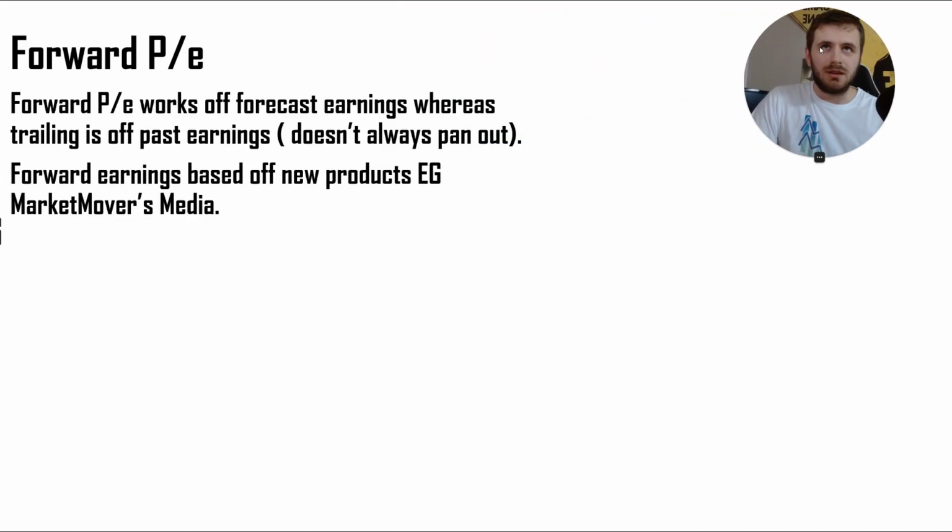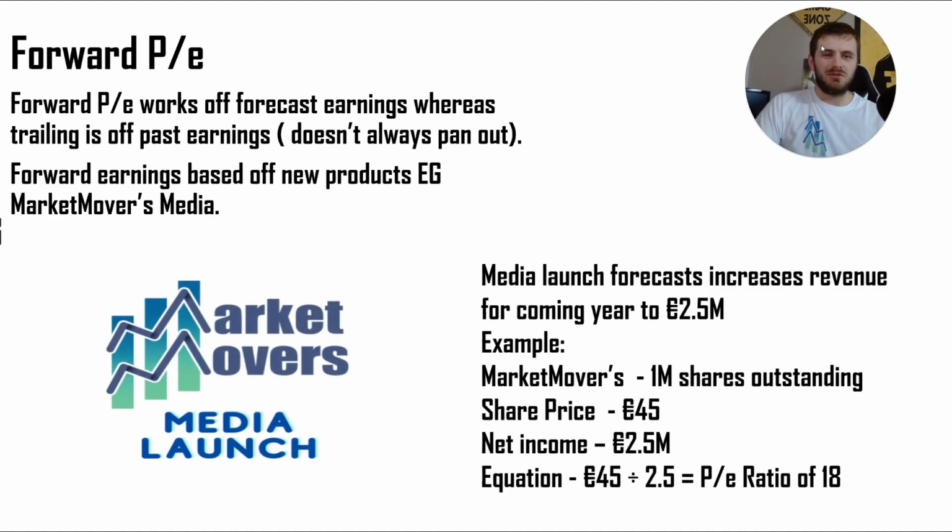The next metric we're going to be looking into here is forward PE. Forward PE looks at forecasts, estimates of where the earnings will be in 12 months' time. It could be due to the launch of a new product. I'm just going to use our own example again, as Market Movers. We're going to be launching Market Movers Media. With the launch of Market Movers Media, we're expecting our earnings to increase from 2 million the year before to 2.5 million this year, maintaining a share price of 45 and 1 million shares outstanding. So then you divide the 45 by 2.5 to give you a PE ratio of 18.